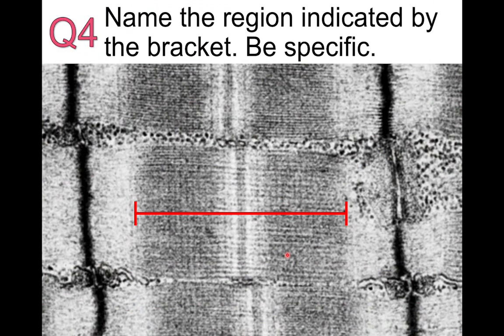Question number 4, name the region indicated by the bracket. Be specific. So this is an electron micrograph of a sarcomere. This dark line is the Z line or Z disc. This one is also a Z line or Z disc. So this is one sarcomere. And at the middle of this sarcomere, this relatively dark area is formed by both thick and thin myofilaments, and this is the A band.